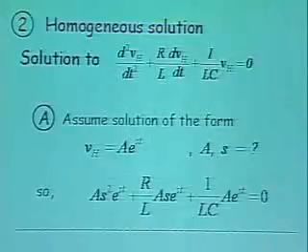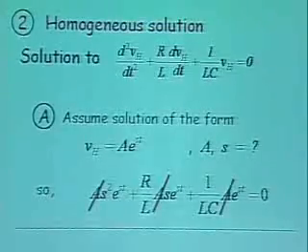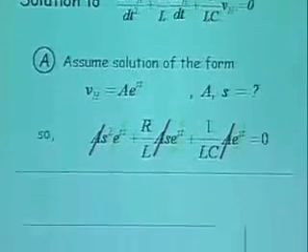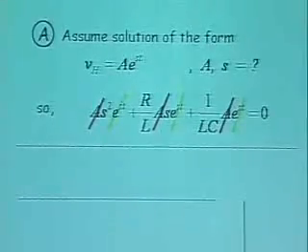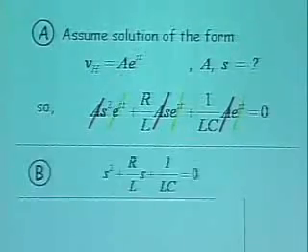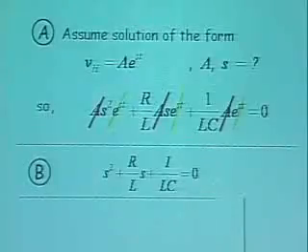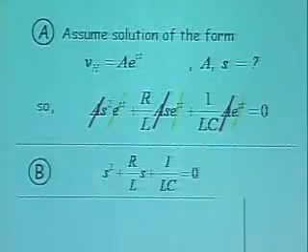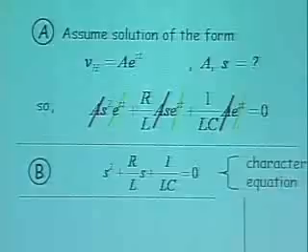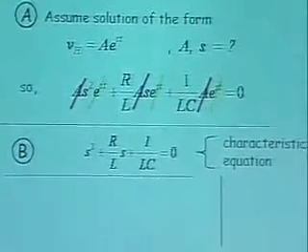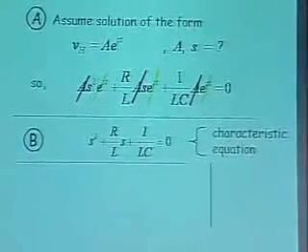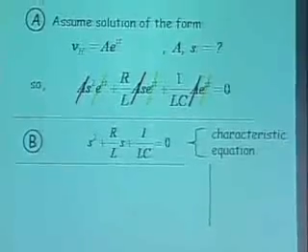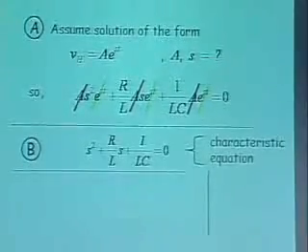The next step, I begin eliminating what I can. So I eliminate the A's, and then eliminate the e to the st's, and I end up with this equation here. This is my characteristic equation. It's an equation in S. Do people remember the characteristic equation we got for the LC circuit?